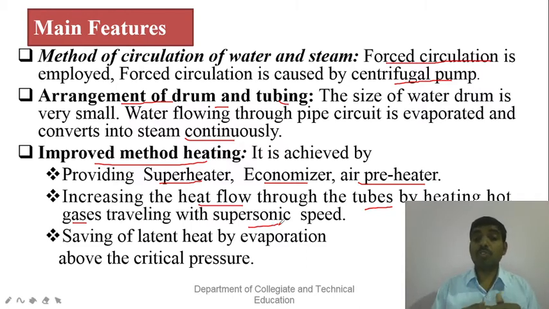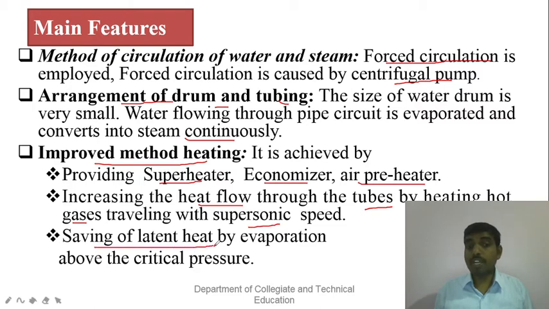So the flue gas will flow at more than the speed of sound. Therefore the transfer of heat from the flue gases in the furnace to the surrounding tubes is possible in a short span of time. With this speed we can achieve a higher heat transfer ratio. This method of heating is also one of its features.